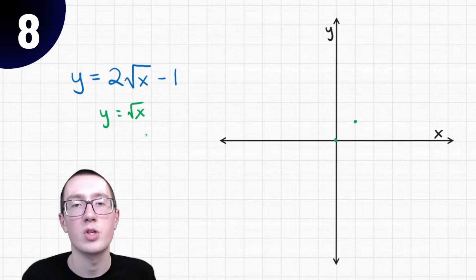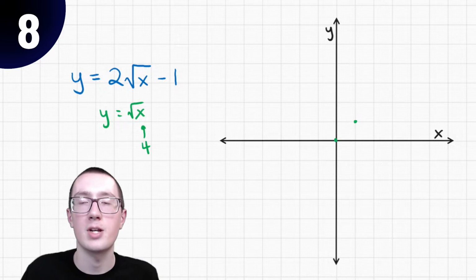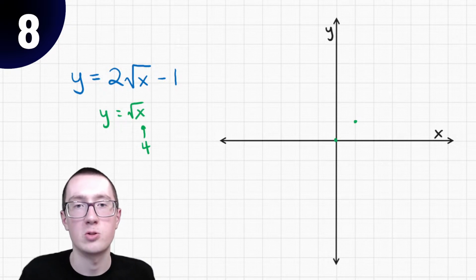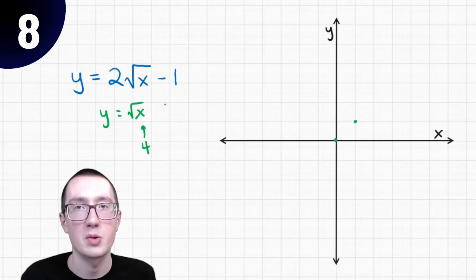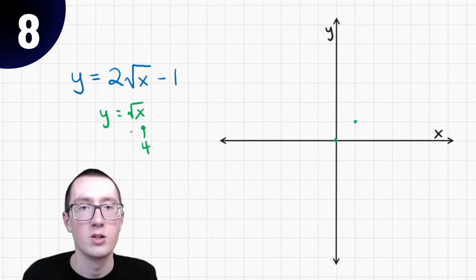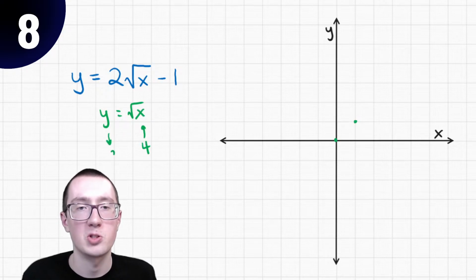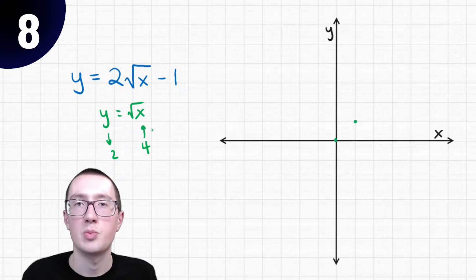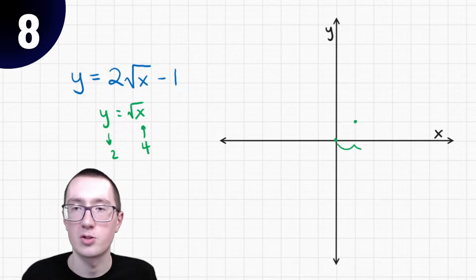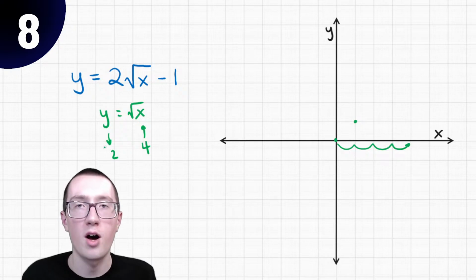So the next number that would make sense to plug in for x is actually 4, because that's our next perfect square, because 2 times 2 is 4. I know that if we plug in 4 for x, the square root of 4 is 2, exactly. So x being 4 means we go 4 squares to the right, 1, 2, 3, 4. And y being 2 means we go 2 squares up, 1, 2. And we plot a point right here.